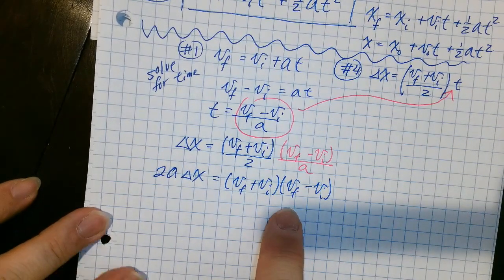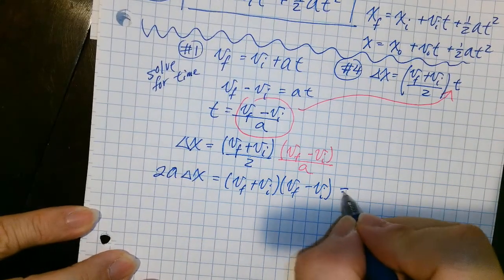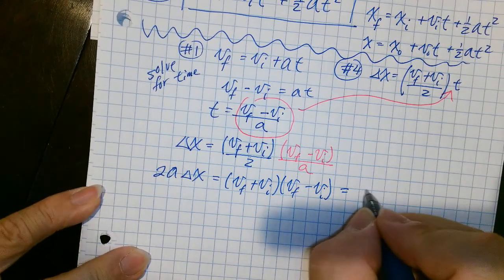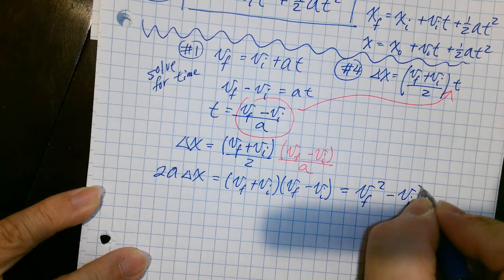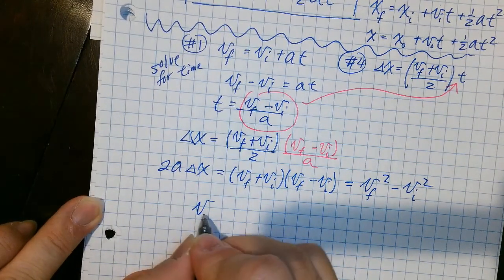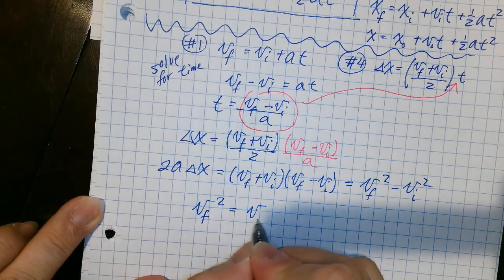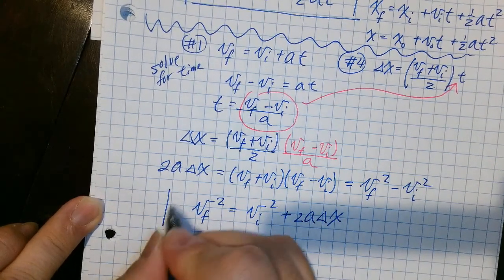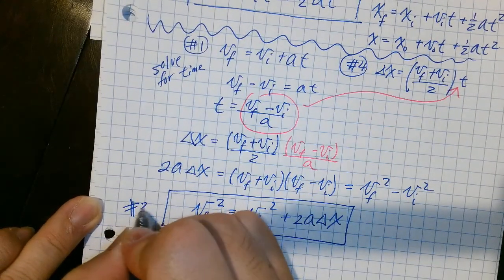Curses, foiled again. Right? Yeah, we have to foil this sucker. We know how to foil, right? And since these are a plus and a minus, that's pretty much the identity of difference of squares, right? So, if I rearrange this, my VF squared is equal to VI squared plus 2A delta X. That's my equation number 3.